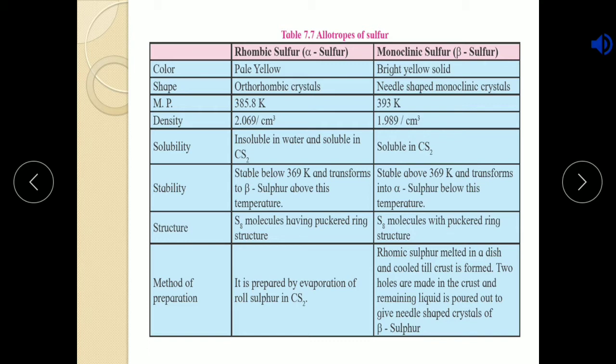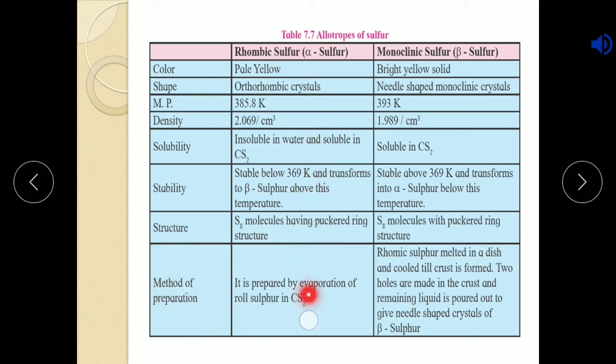And above 369 Kelvin, beta form is stable. That means alpha sulfur gets converted into beta sulfur above 369 Kelvin. So this is all about stability. Now if you see the structure, we just have seen the structure, puckered ring structure, both of them exhibit the same structure. Now method of preparation.